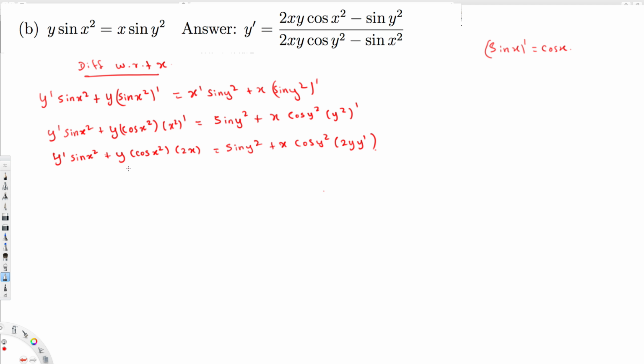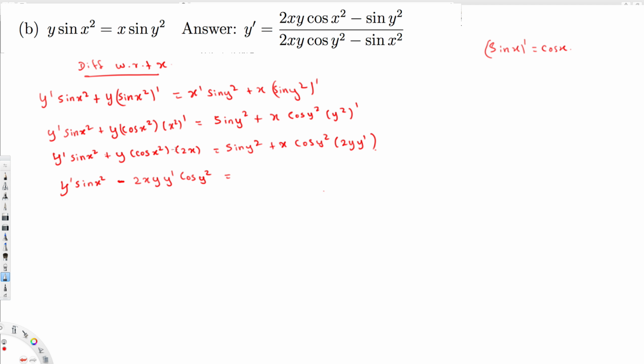Now what I can do is bring all the y prime terms to one side, because our purpose is to find y prime. So it's good to bring everything to one side. So here we have y prime sine x square. Here we have x cos y square 2y y prime. I bring it to this side, so it's going to be minus, and I multiply this x by this one, so it's going to be 2xy y prime cos y square.